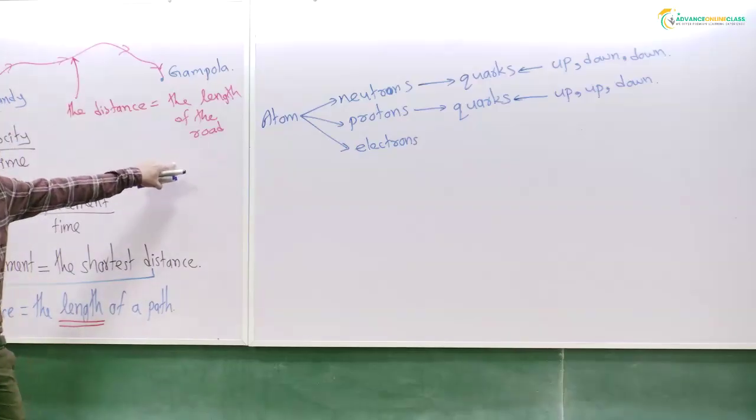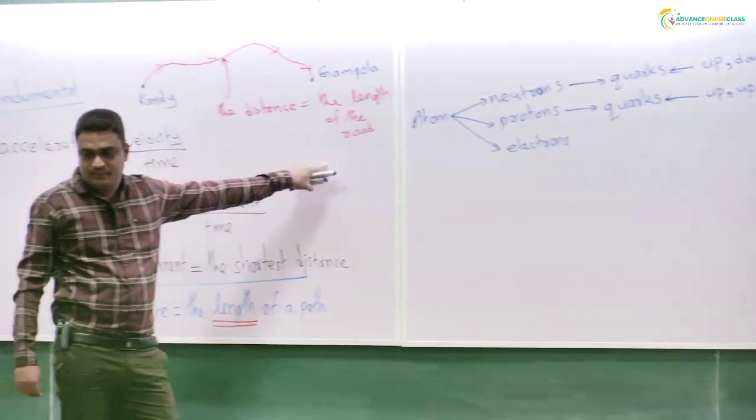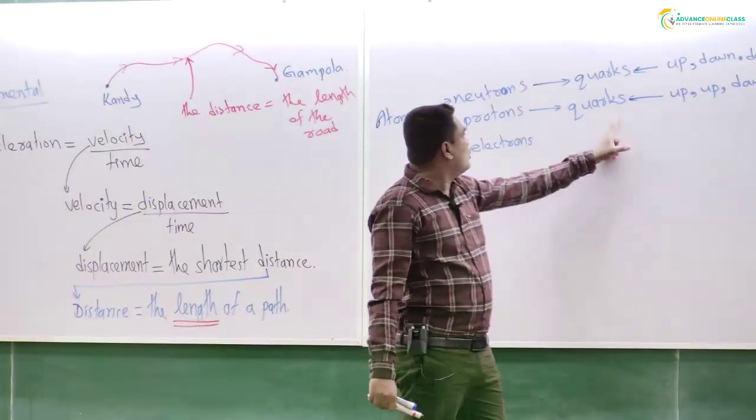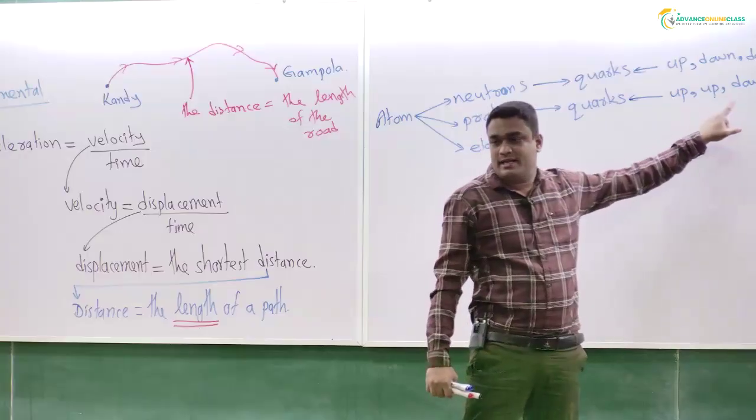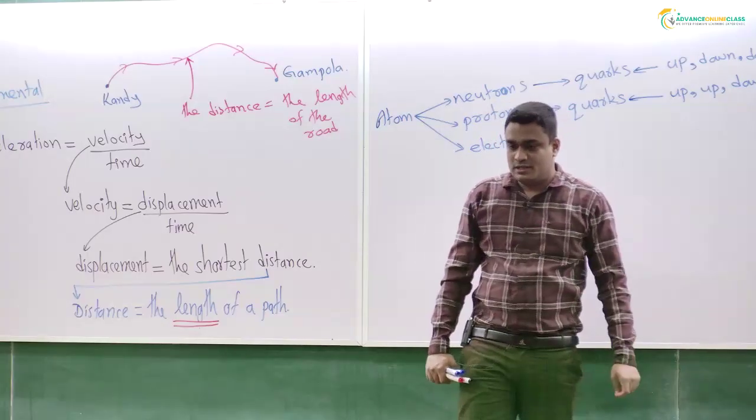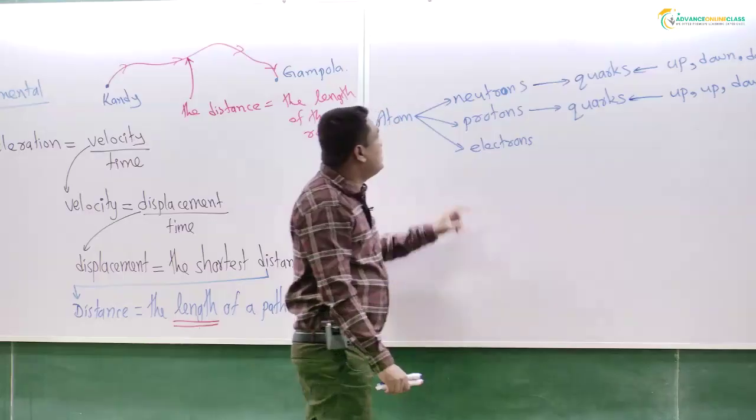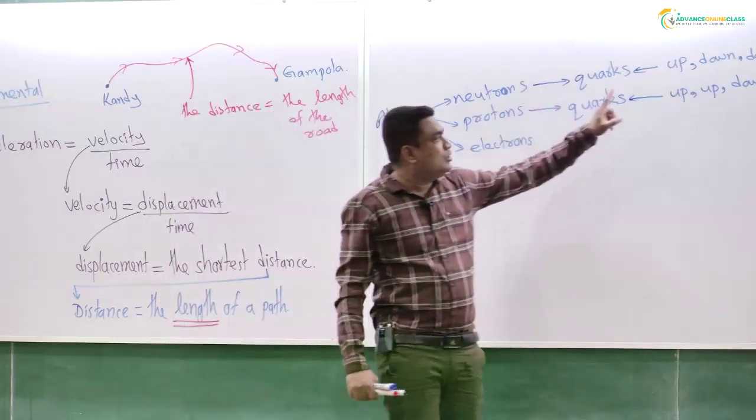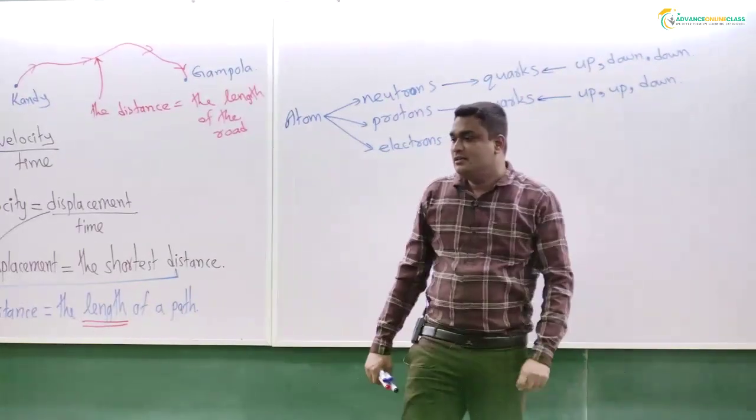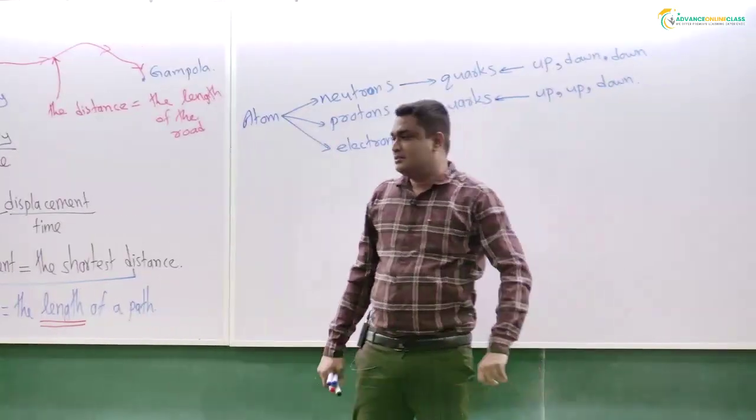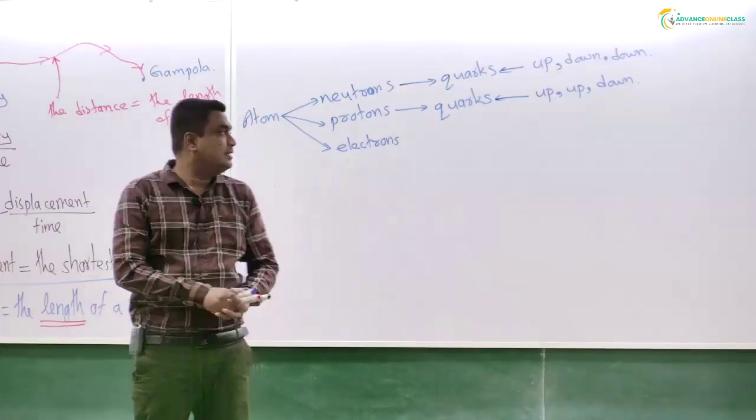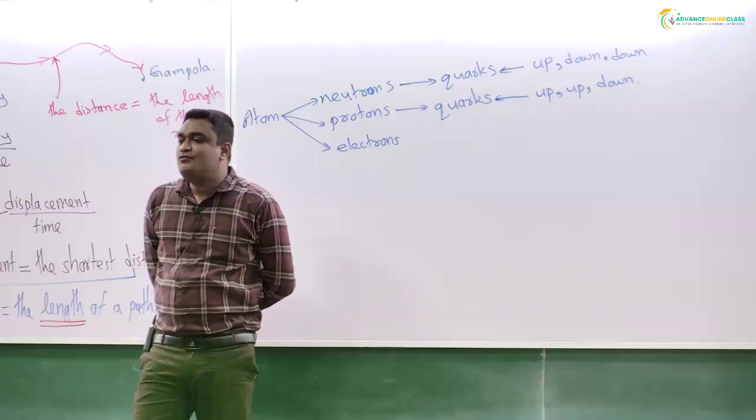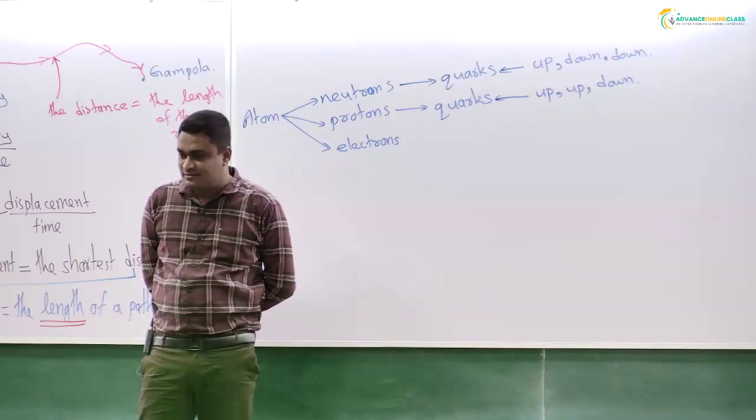So what's the quark combination there? What's the quark combination of a proton? There are two up quarks and one down quark. Got it? What's the quark combination of neutrons, dear? Two down quarks and one up quark. Got it? Right.